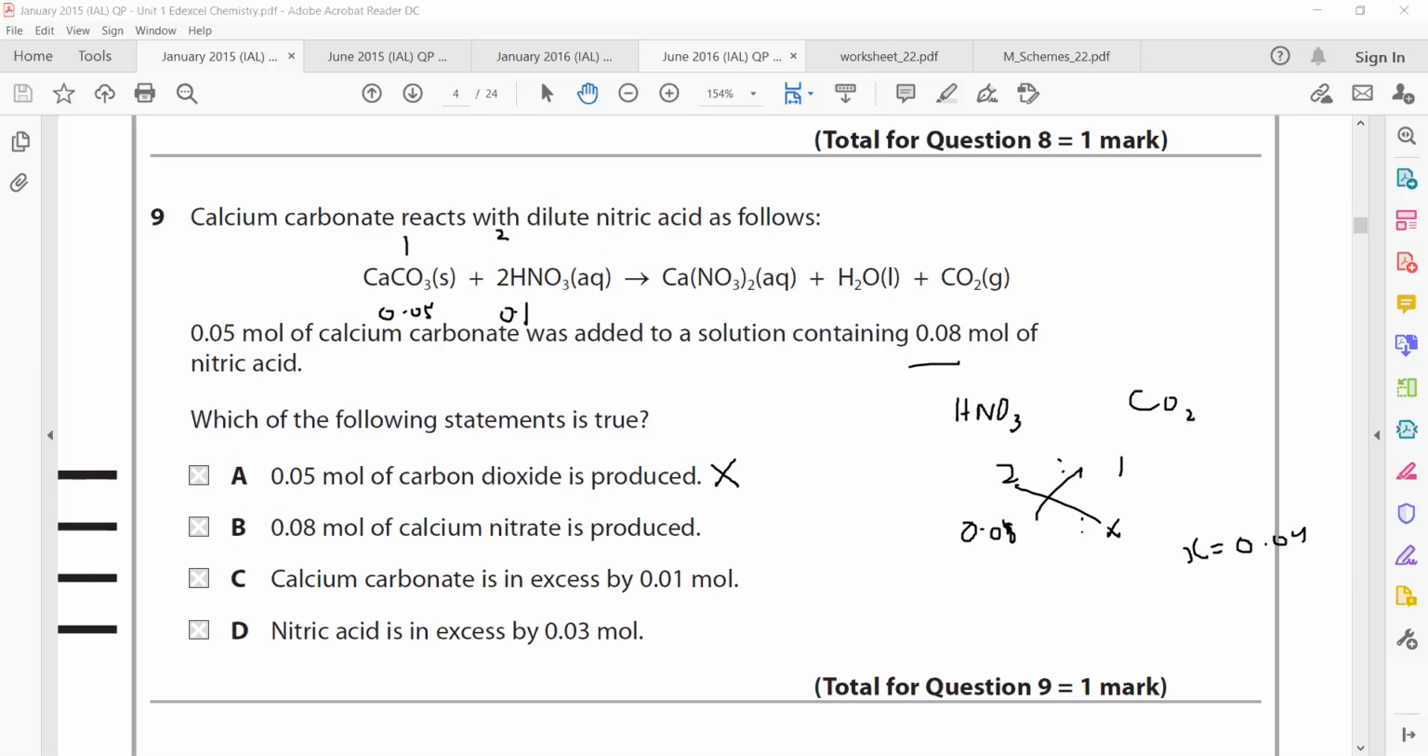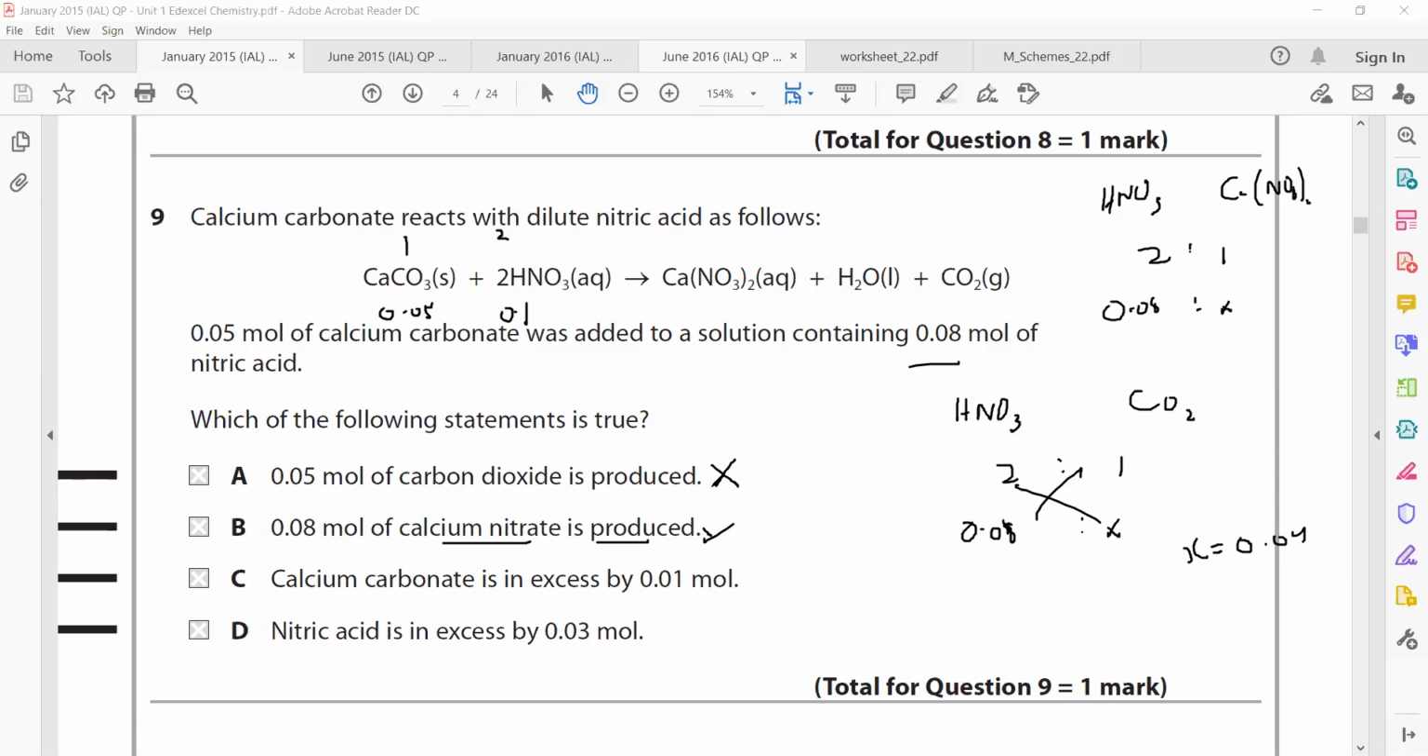Then we'll check the second statement. 0.08 moles of calcium nitrate are produced. It is not possible, because the ratio between nitric acid and calcium nitrate is 2:1. If we have 0.08 moles, then this will be X, cross multiply. Again, we'll not get 0.08, we'll get half of that. So that statement is also wrong.